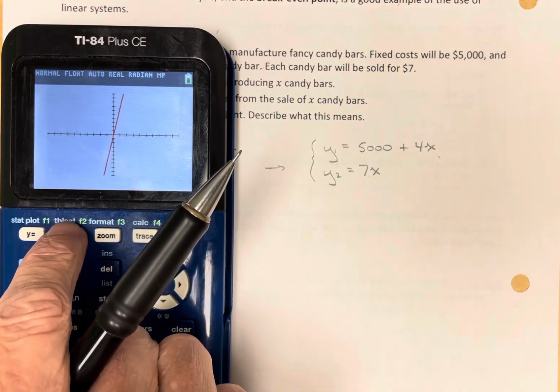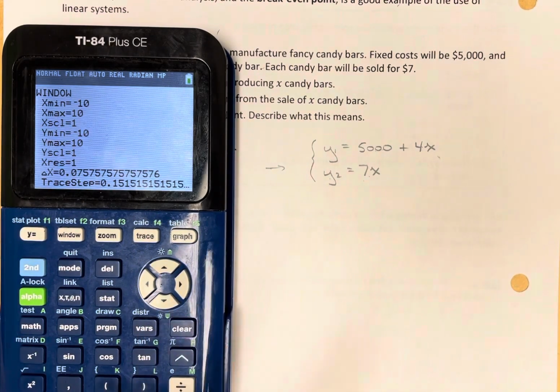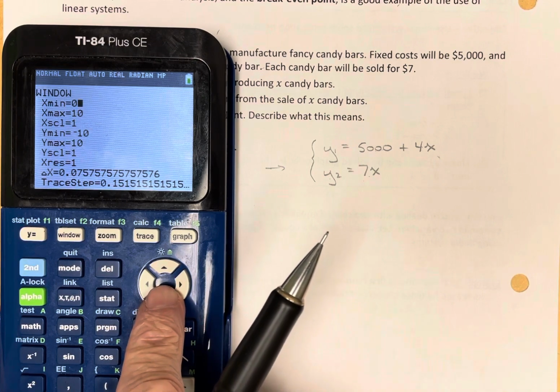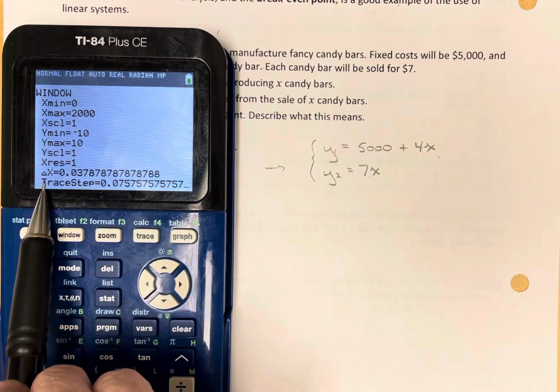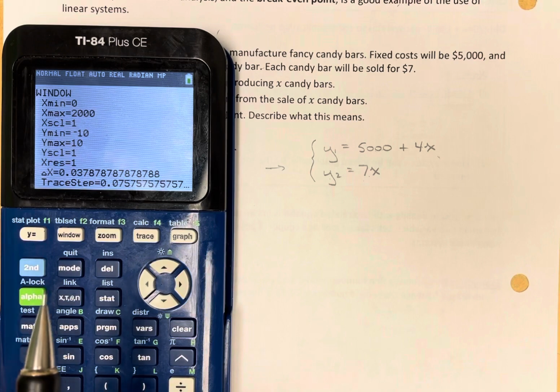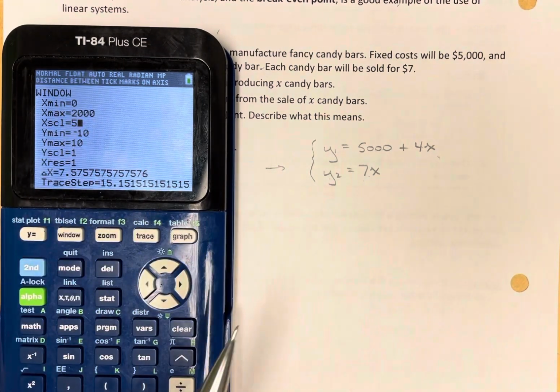Now I know from playing around with this, I'm going to go to my window, and I'm in the real world, so I'll start at 0. 0 candy bars are sold, and I'm going to go as high as 2,000. So on the x-axis, we're going to go from 0 candy bars sold to 2,000 candy bars sold. And since I'm going to 2,000, I'm going to count by 500s on my axis. This makes it a little bit neater.